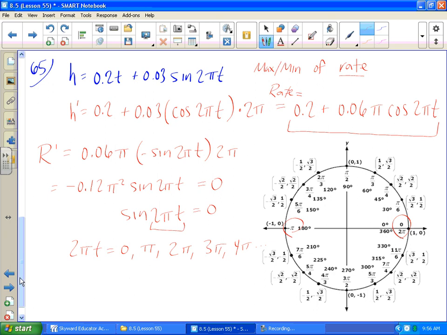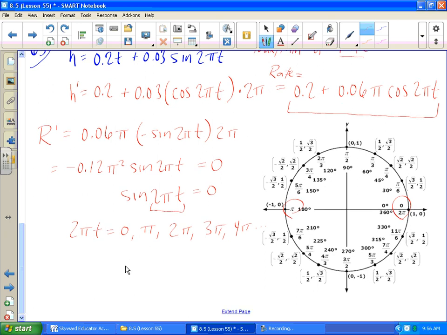And then how do I solve for t? Divide everything by 2 pi. So if I divide everything by 2 pi, I still get 0. What's this going to be? 1/2. The next is going to be 1, then 3/2 and 2, and dot, dot, dot, right? So these are my what? What's the name for these numbers? These are your critical numbers, right?